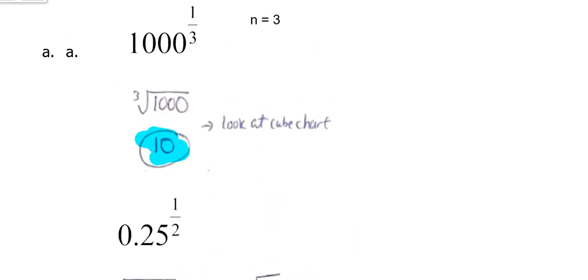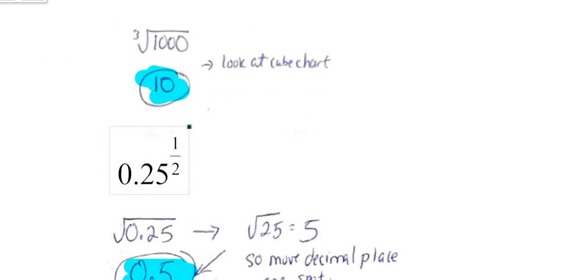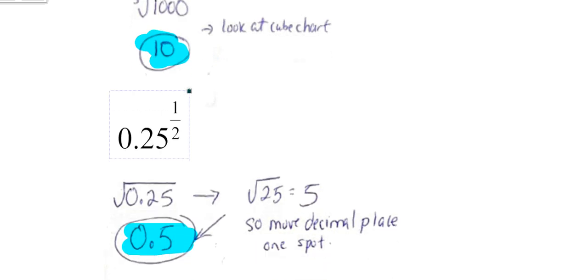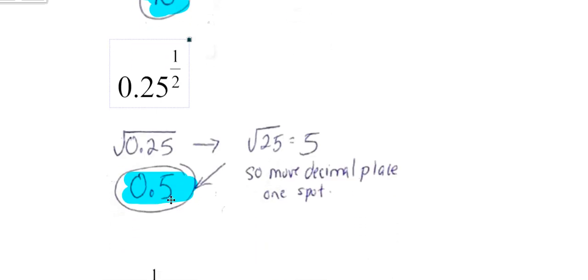So 0.25 to the 1/2, 2 becomes my index. So I have the square root of 0.25. When I take the square root of that, it's a decimal, it can be kind of tricky. So what we're going to do is take the square root of the number behind the decimal. It's 25. We know the square root of 25 is 5. So all we're going to do is take 5 and move it one decimal place. So the square root of 0.25 is going to be 0.5.